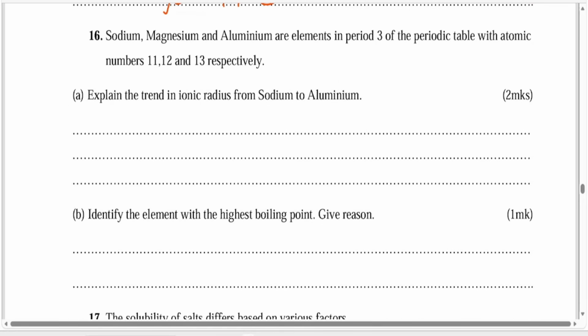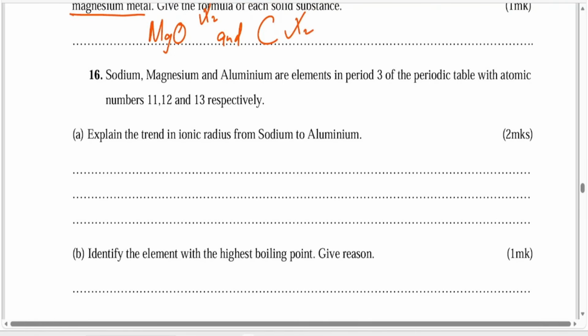Question 16. Sodium, magnesium, and aluminium are elements in period 3 of the periodic table with atomic numbers 11, 12, and 13 respectively. Explain the trend in ionic radius from sodium to aluminium. So we know if I was to write the electronic configurations of these metals, for sodium it's 2, 8, 1, magnesium is 2, 8, 2, and for aluminium is 2, 8, 3. As we move from left to right in the periodic table, in that particular period, there is an increase in the number of protons across that period.